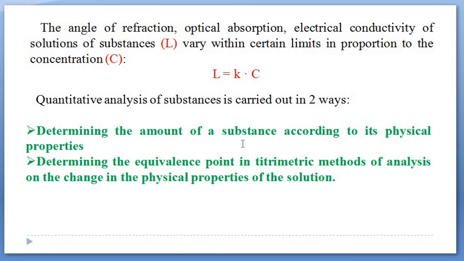Quantitative analysis of substances is carried out in two ways. The first way: determination of the amount of substance according to its physical properties. The second way: determining the equivalence point in photometric methods of analysis based on the change in the physical properties of the solutions.